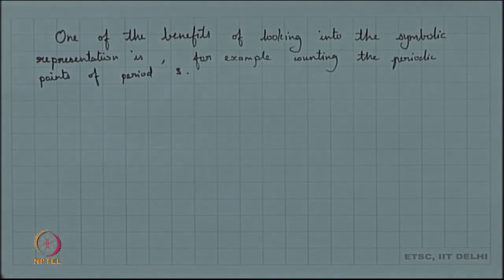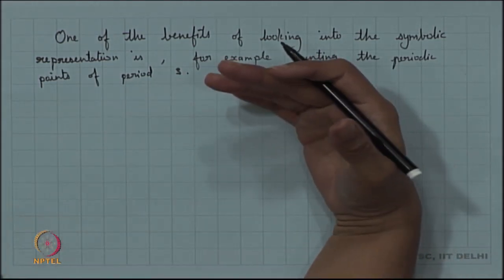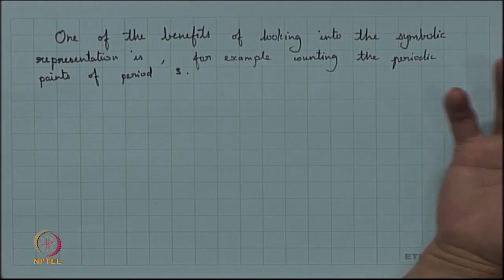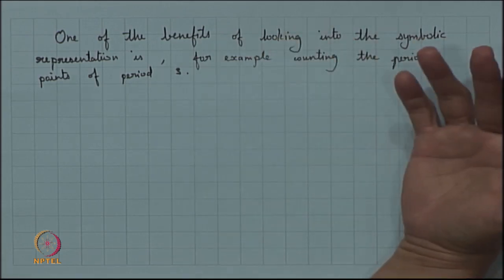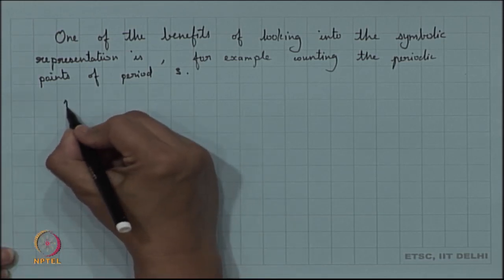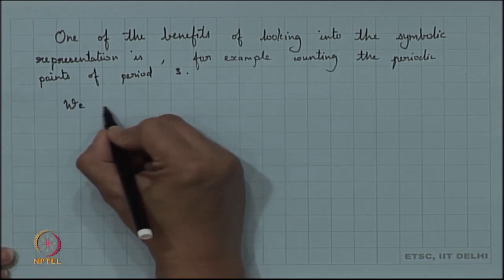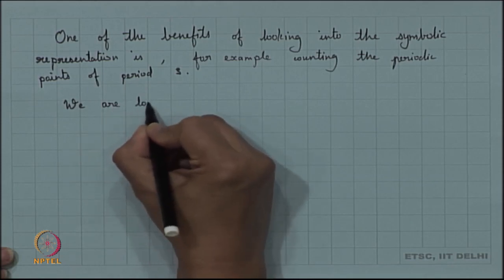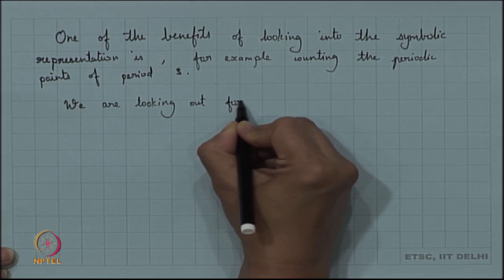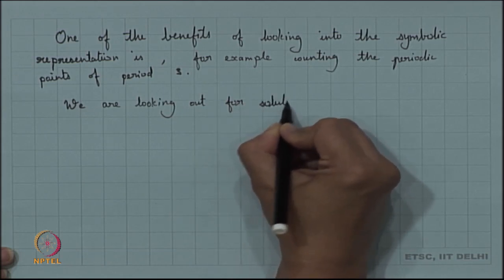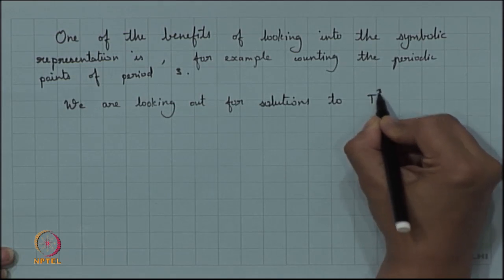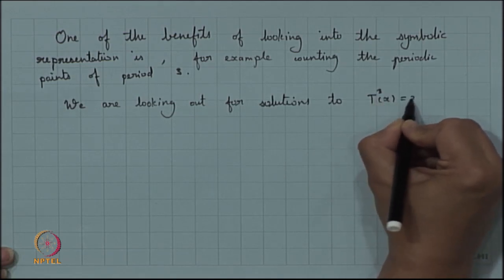So, we want to look into whether there exists a periodic point of period 3, and if there exists, how many periodic points of period 3 there can be. We are trying to look into that kind of problem, so what we look out for is solutions to this equation T cube x equal to x.